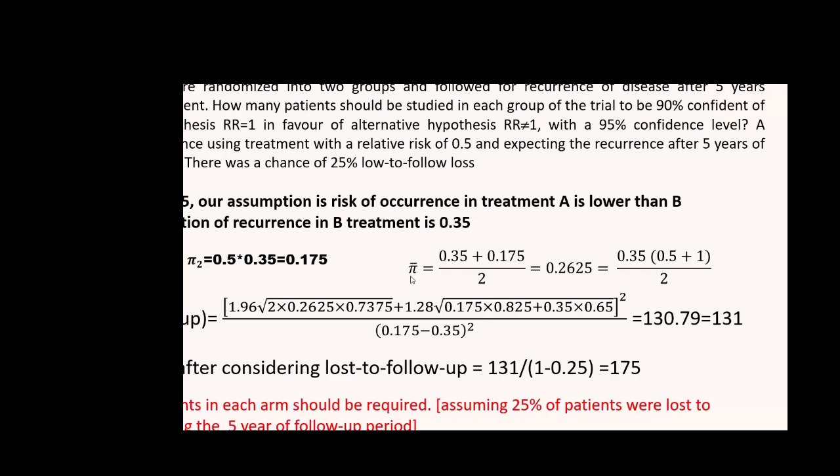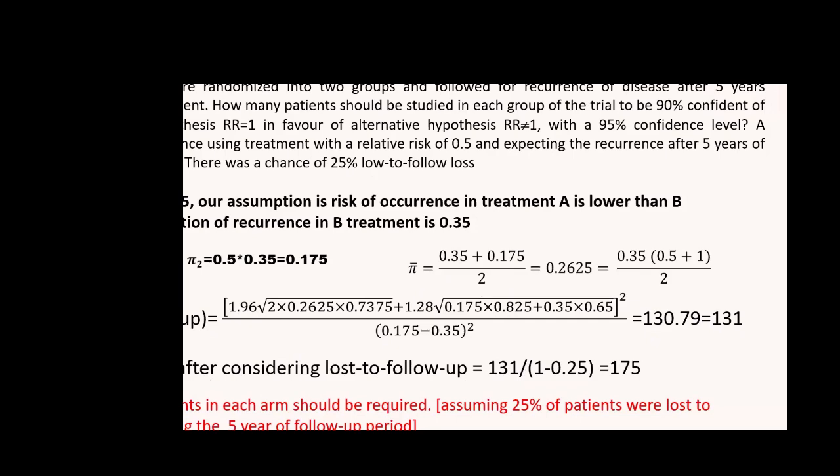Now again we calculate the sample size. Average of this 0.35 plus 0.175 will give 0.2625. So we have the values of pi 1 and pi 2 and also the average value. Then we substitute these values in this equation and find out the sample size of 131. Now there is a chance of 25% loss to follow-up. So in that case, we increase the sample size by 131 divided by 1 minus 0.25, that is 175 per group is required for this study.